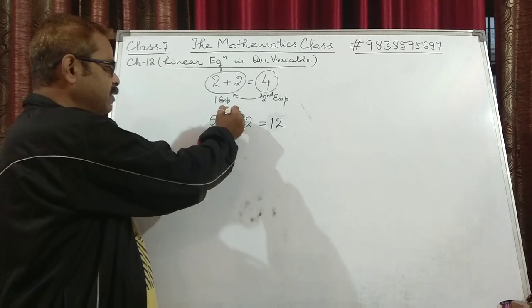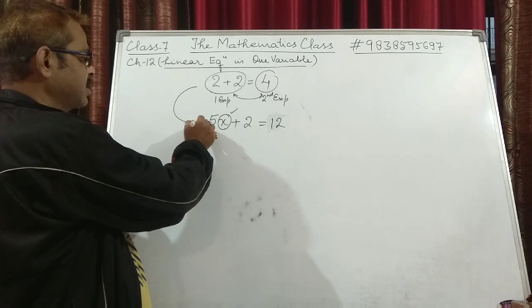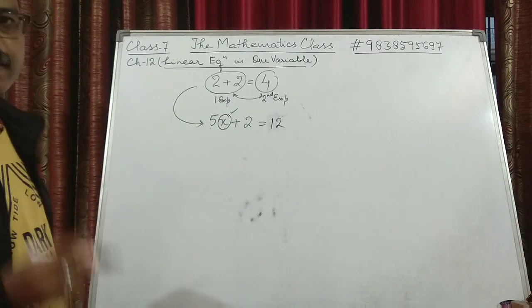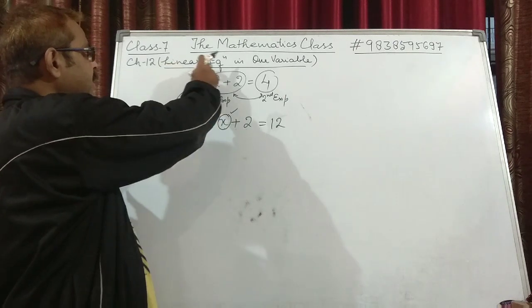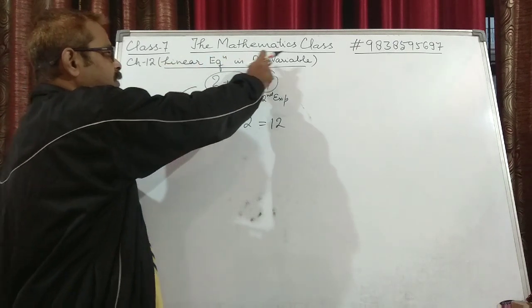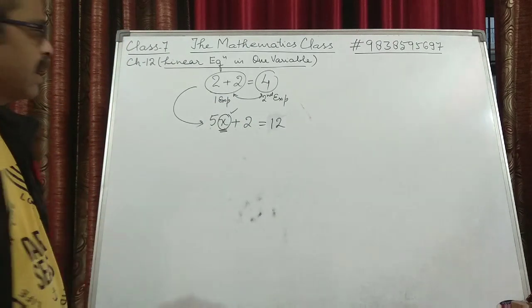So x is a variable. Now this equation has added one more thing, that is a variable. So this will be known as a linear equation in one variable. Why one variable? Because it has only one variable, that is x.